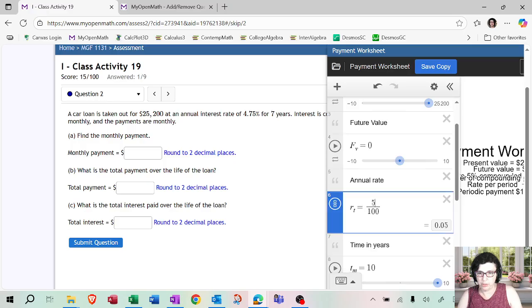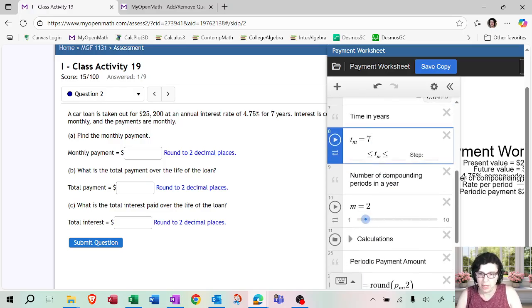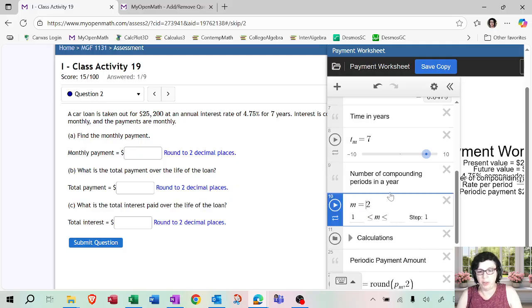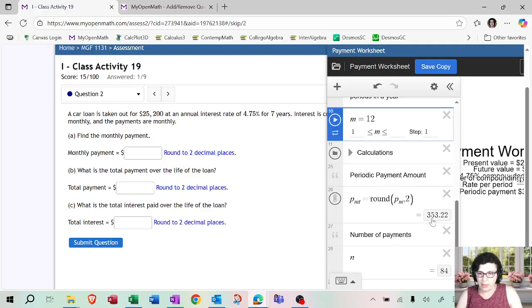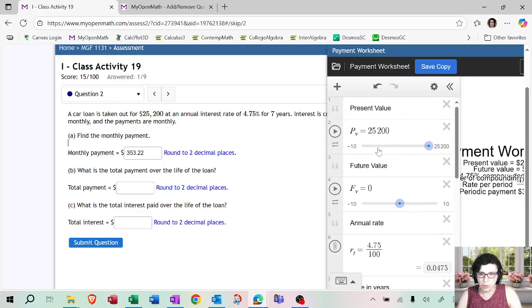Okay, so the rate here is 4.75%. I've got that. The time in years is obviously 7 years. Number of compounding periods, because it's a monthly payment and monthly compounding, we're assuming that's going to be 12. And then we've got our payment. You can do this on any calculator, Excel, Google Sheets, whatever. It's the same thing. Payment, you just have to understand that if it's a loan, present value for the loan, not future. Future value should be 0.